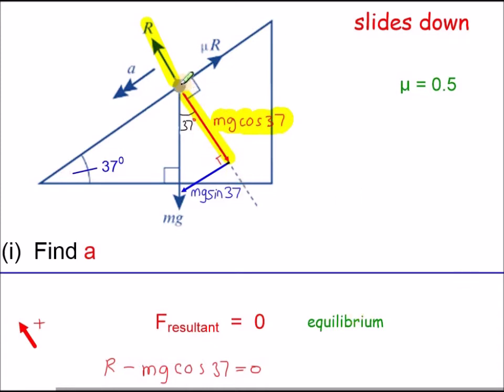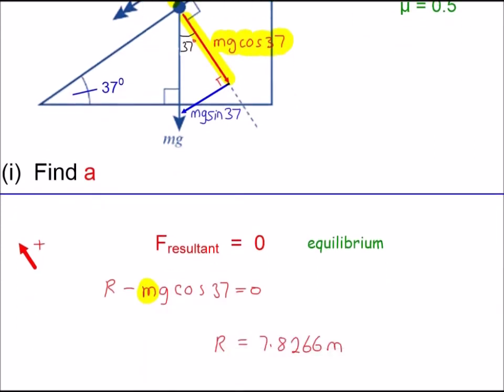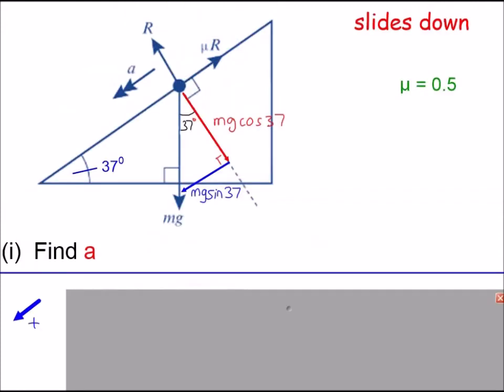The mass of the particle is unknown, it's m, so we will have m in our answer, and R is equal to 7.8266 times m. So we've worked out the normal reaction force in terms of m, and I'm using more significant figures here to preserve accuracy for further calculations.